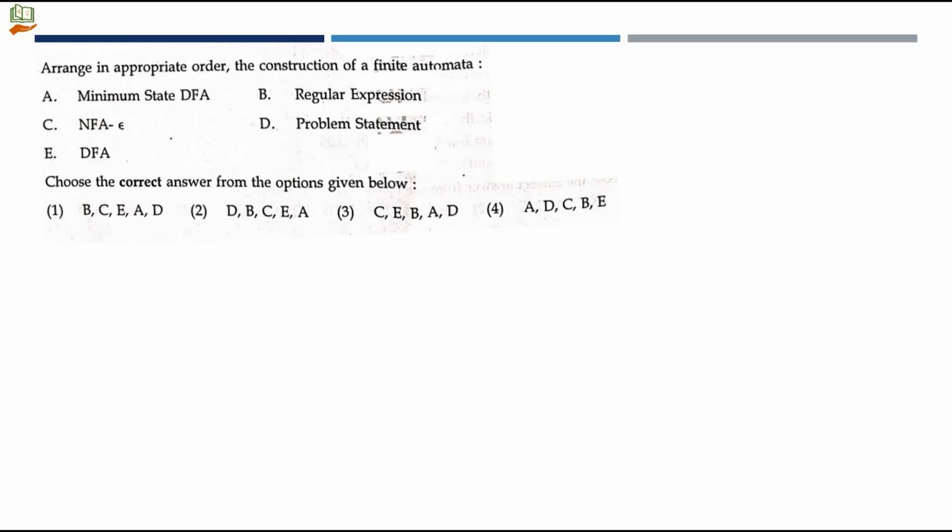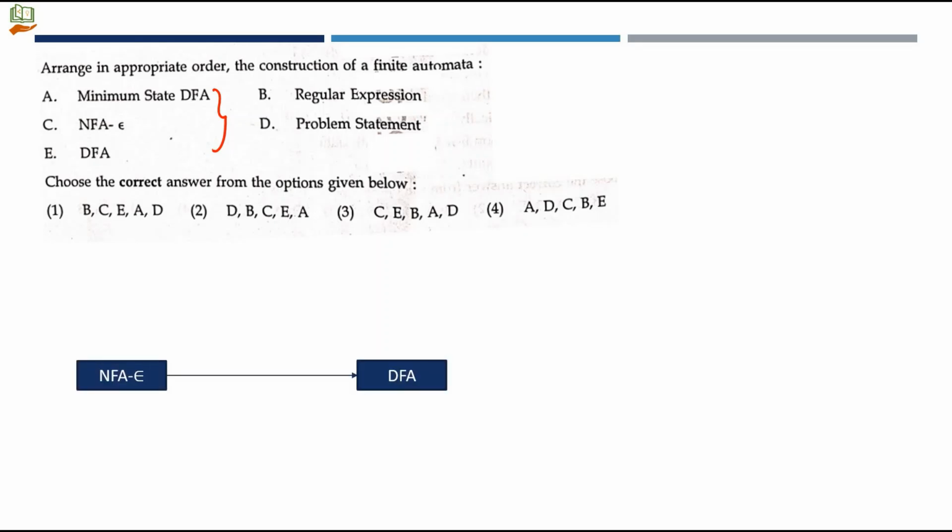Arrange in appropriate order the construction of a finite automata. So we have 5 options here. Now we will restrict our order with these 3. It is very easy to construct an NFA with epsilon moves. In the sense, a non-deterministic finite automata is easy to construct from some kind of regular expression. So let's take the NFA.